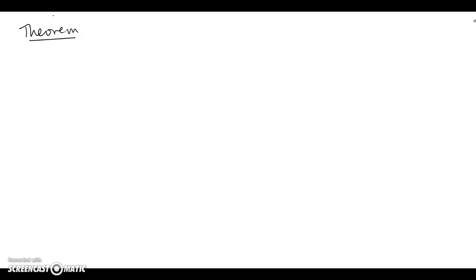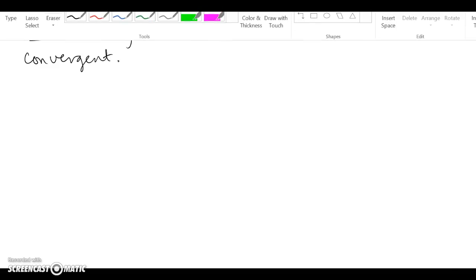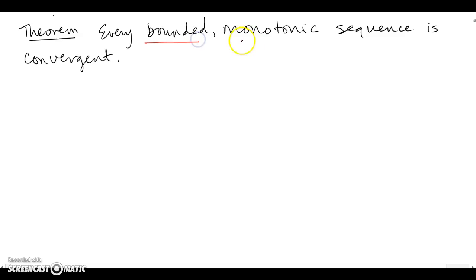So this leads us to a theorem that connects boundedness and how a sequence that's monotonic can be concluded to converge if it is also bounded. The theorem basically says that every bounded and monotonic sequence is convergent.